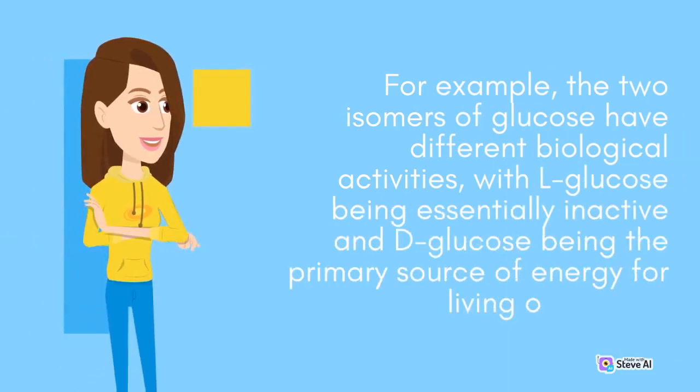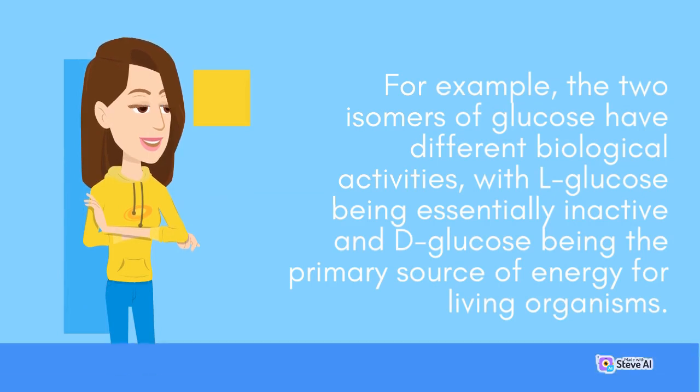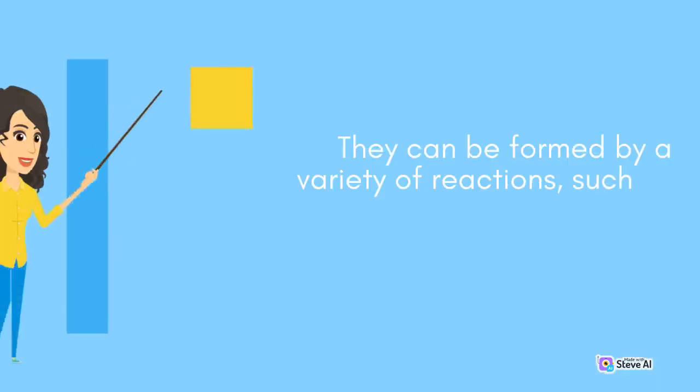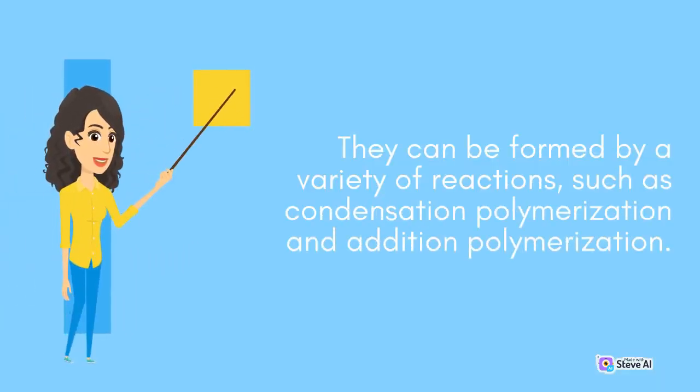For example, the two isomers of glucose have different biological activities, with L-glucose being essentially inactive and D-glucose being the primary source of energy for living organisms. Polymers. Polymers are large molecules composed of repeating units called monomers. They can be formed by a variety of reactions, such as condensation polymerization and addition polymerization.